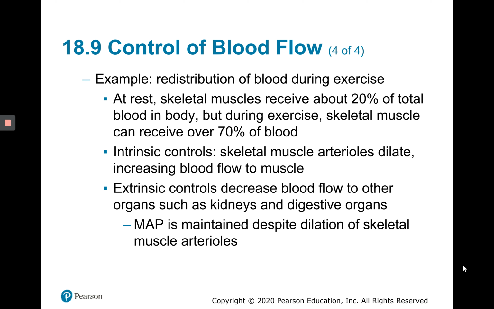Whereas extrinsic controls are also active, and they'll decrease blood flow to other organs such as the kidneys and digestive organs, which at this point in time when someone is exercising do not need as much blood flow. However, we're going to maintain mean arterial pressure despite the dilation of skeletal muscle arterioles. Just like the overall pressure in the plumbing at your house is maintained, even though the pressure in one location changes slightly if you say turn on your kitchen sink.